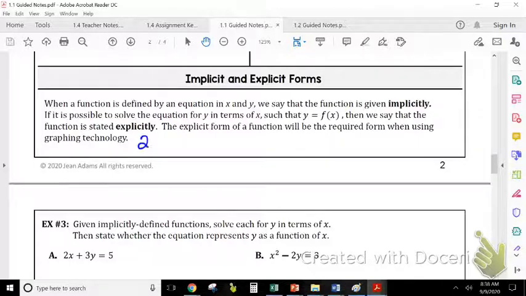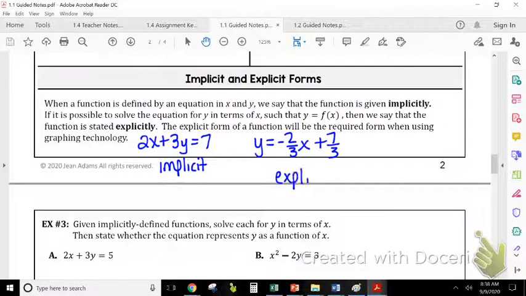So if I have like 2x plus 3y equals 7, this is considered implicit. Okay, x and y are on the same side. If I have an equation where I've solved for y, such as y equals negative 2/3 x plus 7/3, then this is explicit. This is the form that I could write, or I could type it into my calculator, okay? Explicit form. All right, so let's look at example 3.